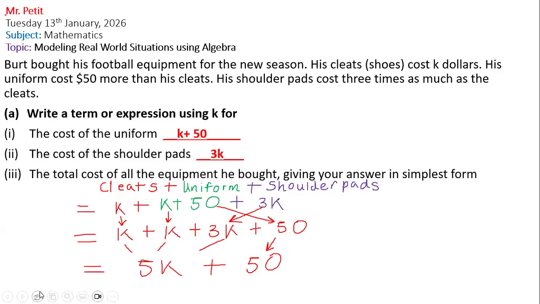And that's how we get our answer. So, quick recap. From the question, cliques is K, uniform is K plus 50, shoulder pads is 3K. We bring down all of the Ks, K, K, and 3K, together. Then we take the 50 and send it over here, and K plus K plus 3K gives us 5K. So we have 5K plus 50, which is our answer.